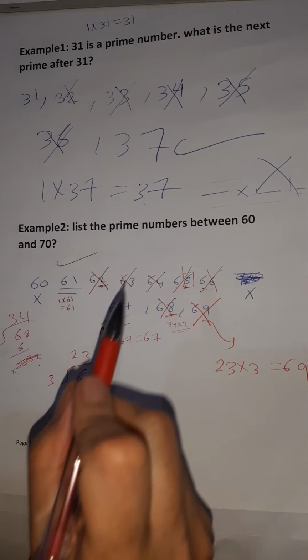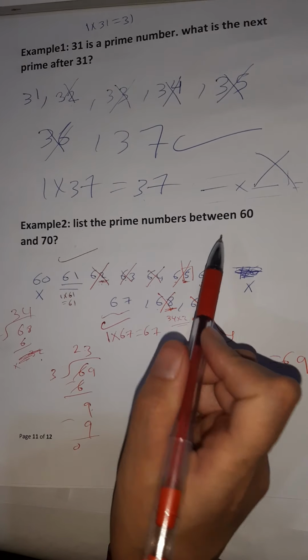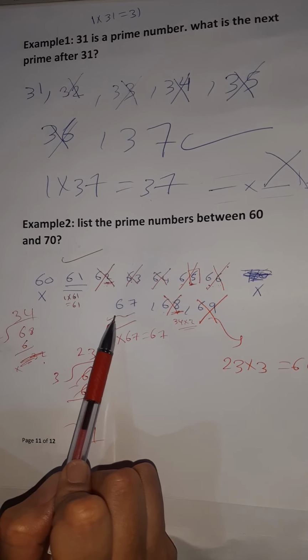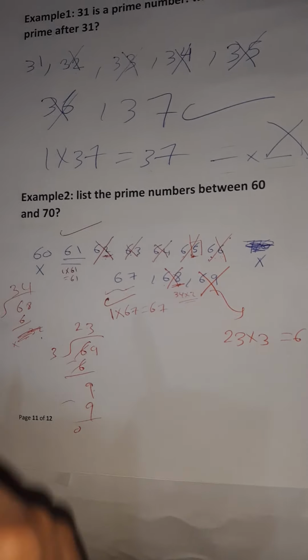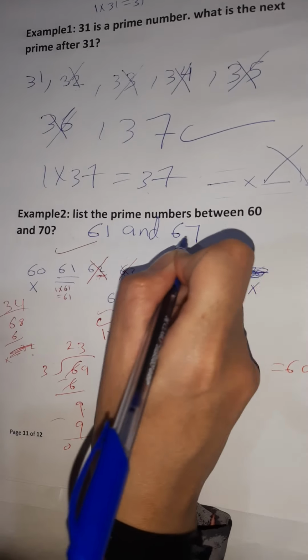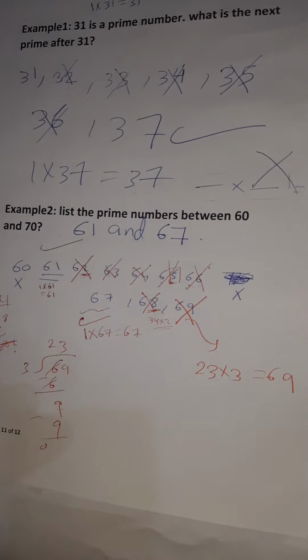So, list the prime numbers between 60 and 70. Here we have 61 and 67. So the solution is 61 and 67.